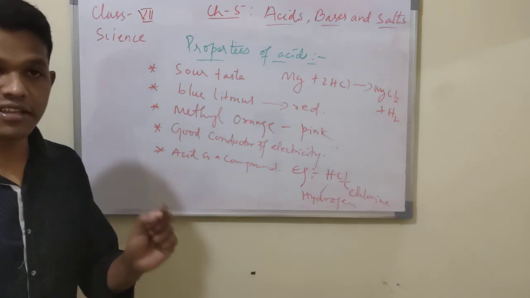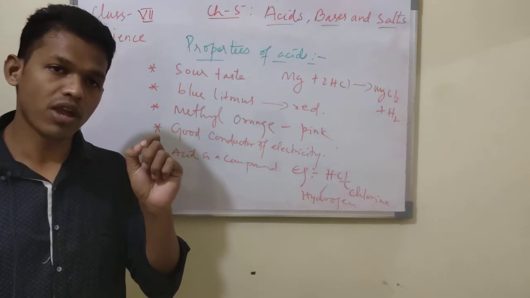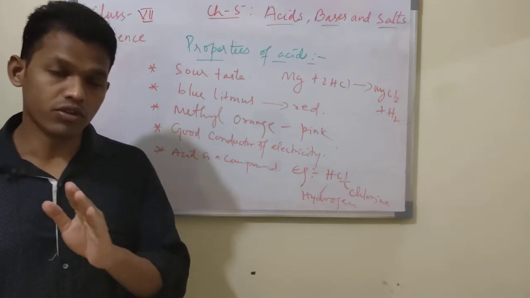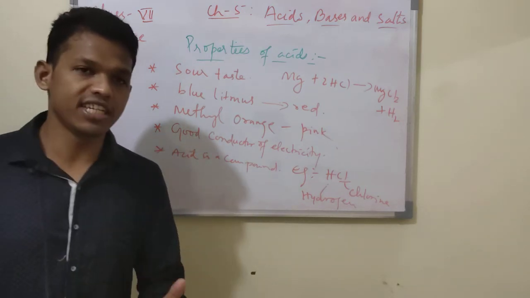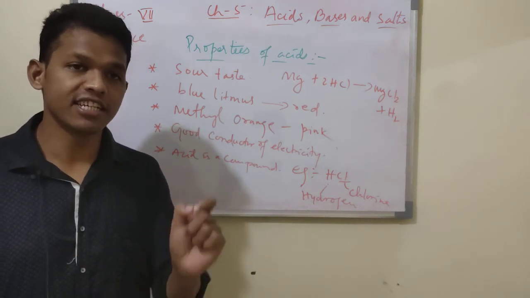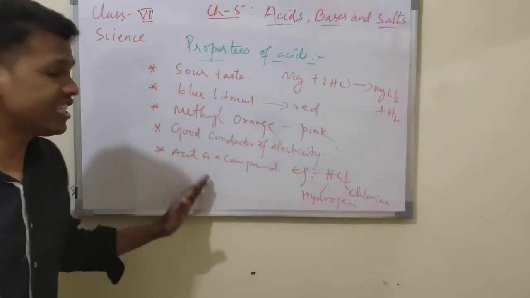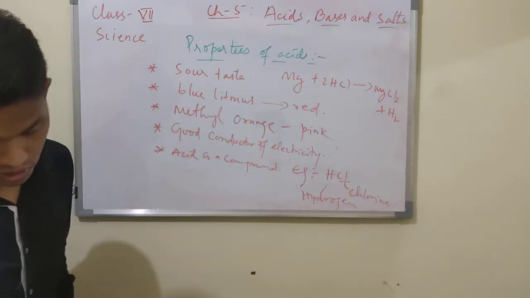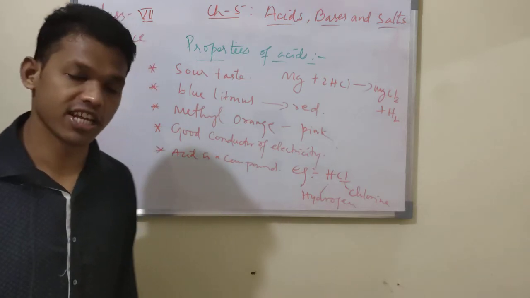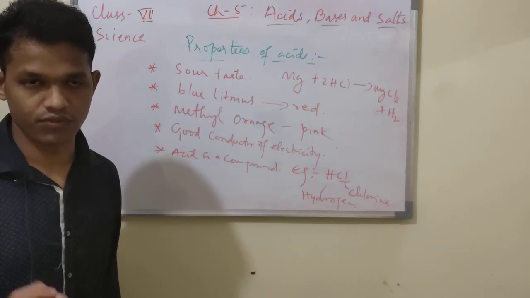But while adding the acid into water, you must be very careful. While adding, we have to add slowly. You should not add water to acid. If you add, no problem, you will add, but the rule says you always add acid slowly, drop by drop into the water. Next, acids are corrosive in nature. They can corrode, they can eat away the metal's surface if they come in contact.